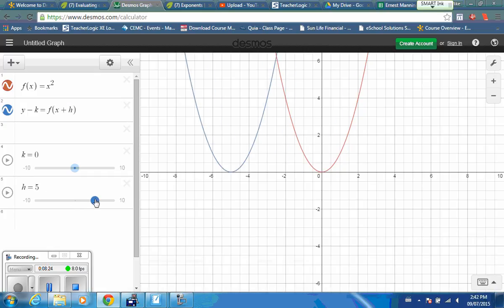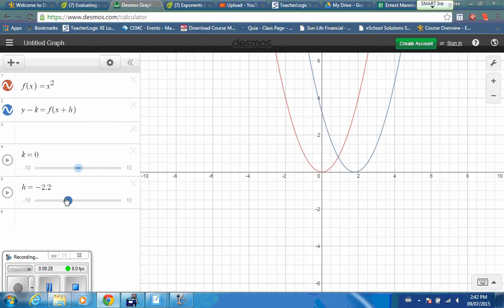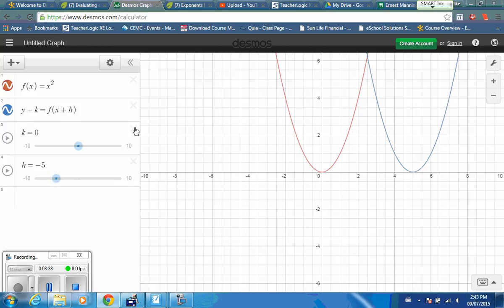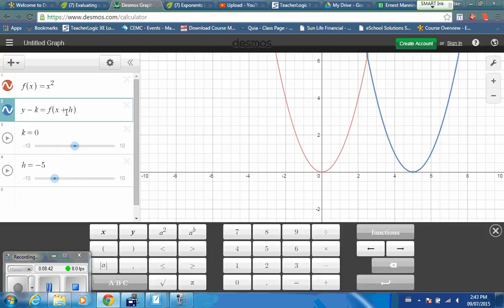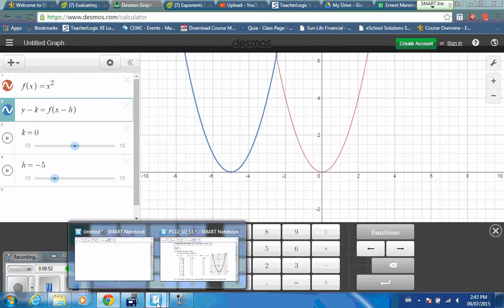Probably. So if I have like plus 5, it moved it left 5. If I have it negative 5, so like x minus 5, it moved it to the right 5. Again, somewhat backwards of what we would expect. So I'm going to change that to a minus there, minus h, and then we can see the way that it all goes down.